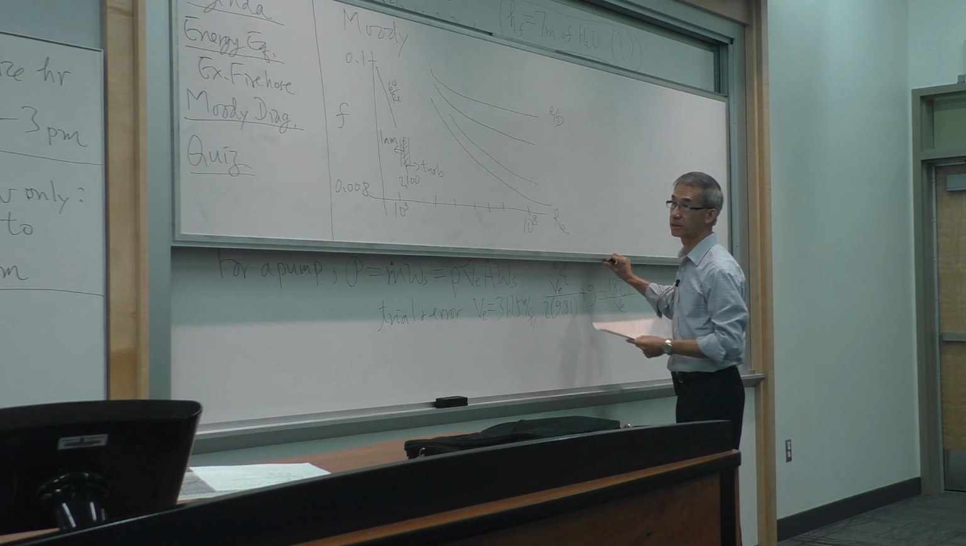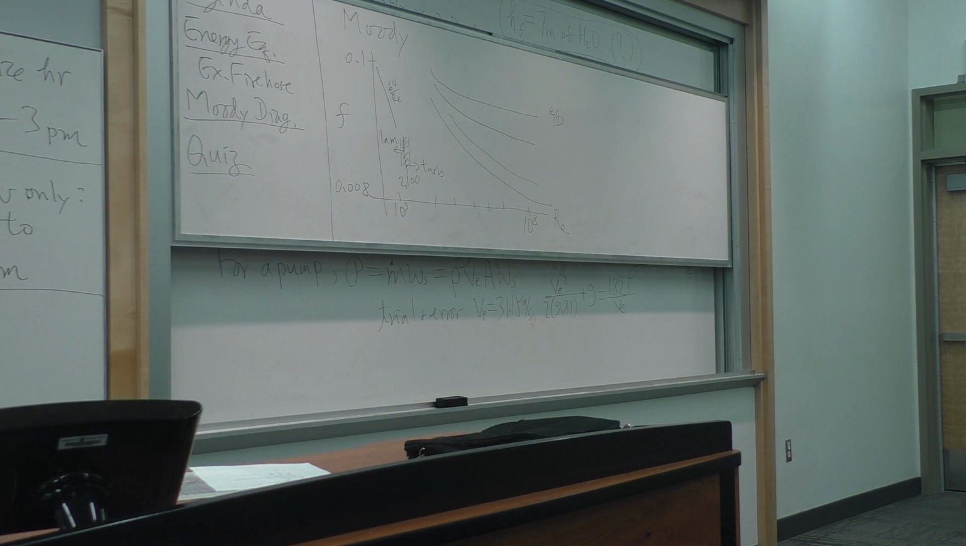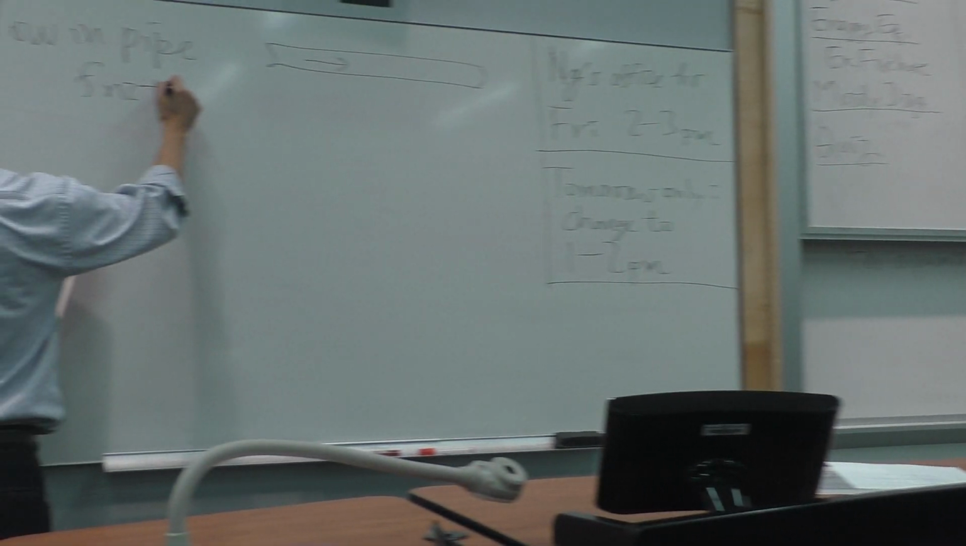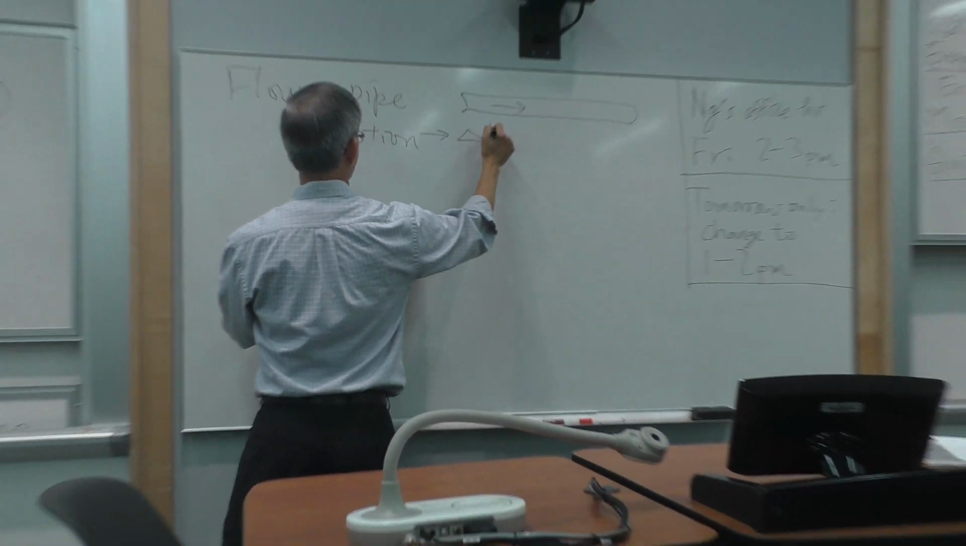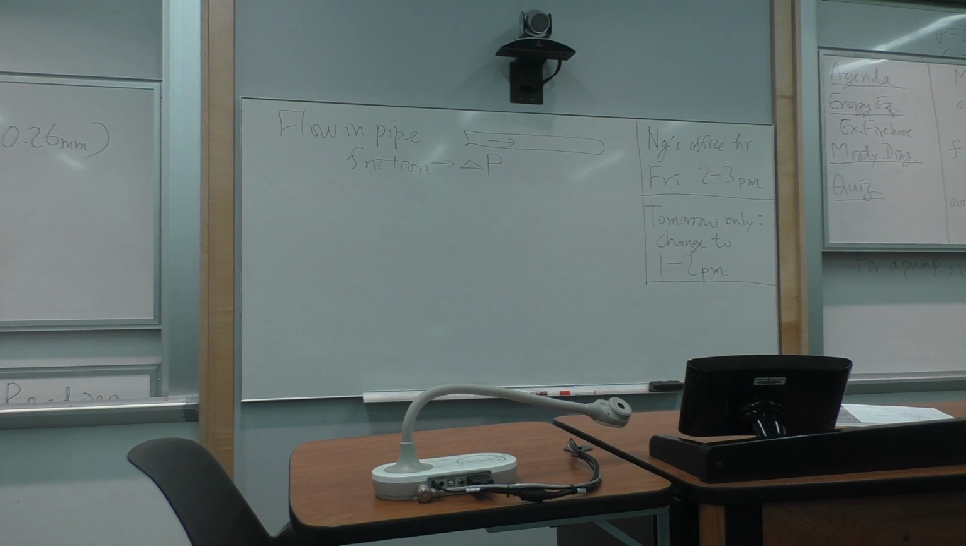So I'm going to go after this Moody diagram. What I have is flow in a pipe, horizontal for the time being, so that I can develop this Moody diagram. And my objective when I'm done is to quantify the change in pressure as a result of friction.